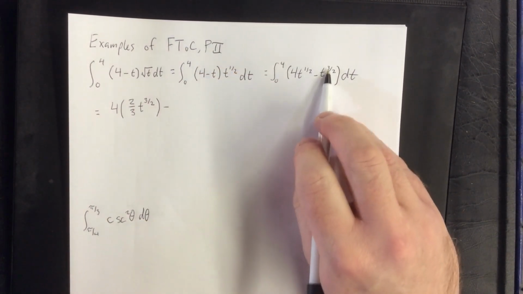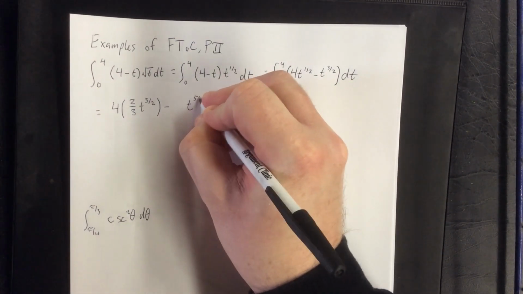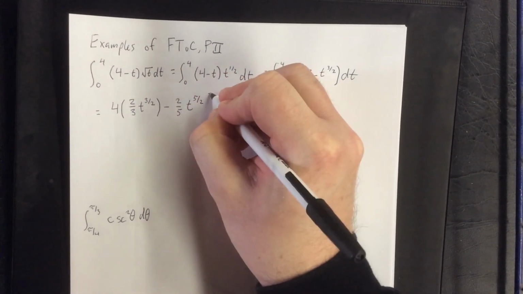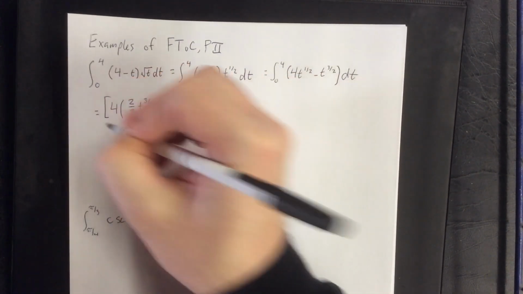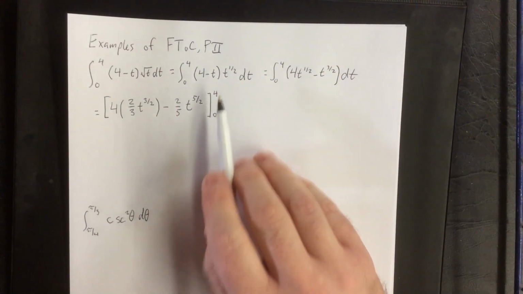Minus, then for t to the 3/2 power, we'll do the same thing. The power goes up by 1. 3/2 plus 1 is 5/2. And then divide by the new power. Then we'll plug in our limits of integration. Limits of integration go from 0 to 4.